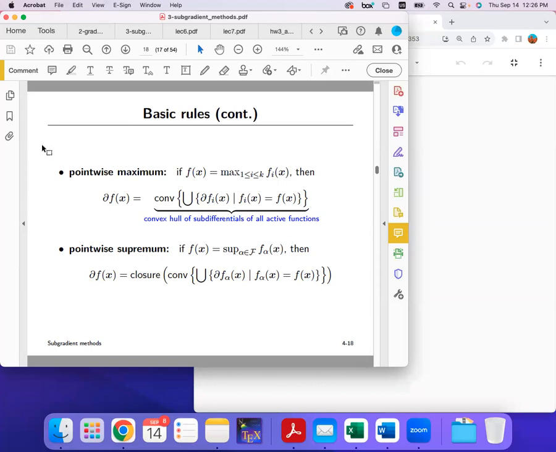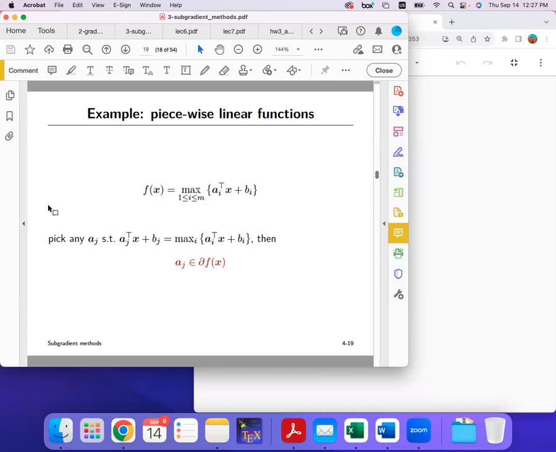So this is the subdifferential of pointwise maximum functions. It depends on the subdifferential of all the activated functions at this point. Take the activated functions, consider their subdifferential. Then we take a union of these sets and then consider the convex hull.